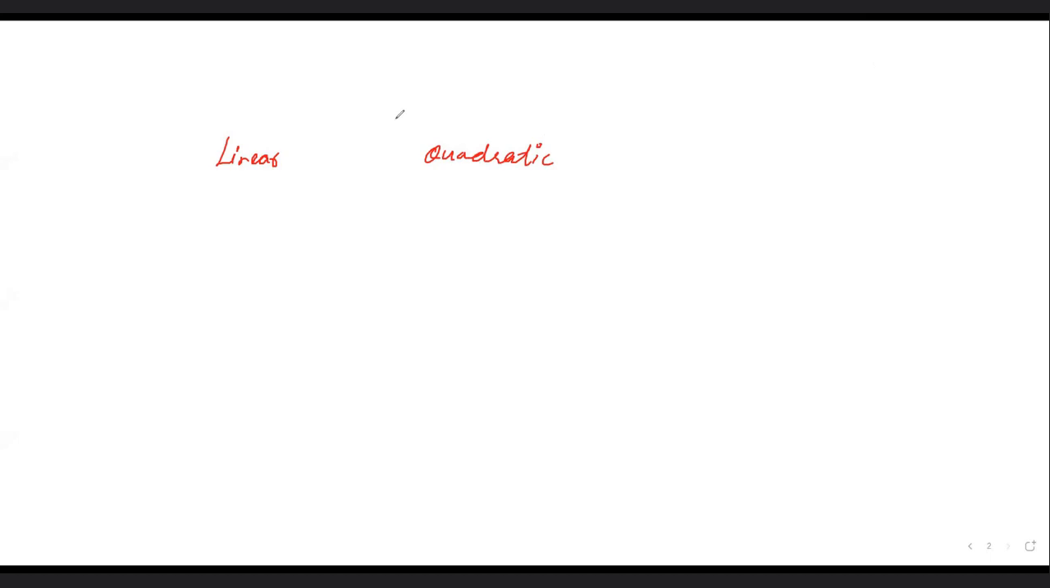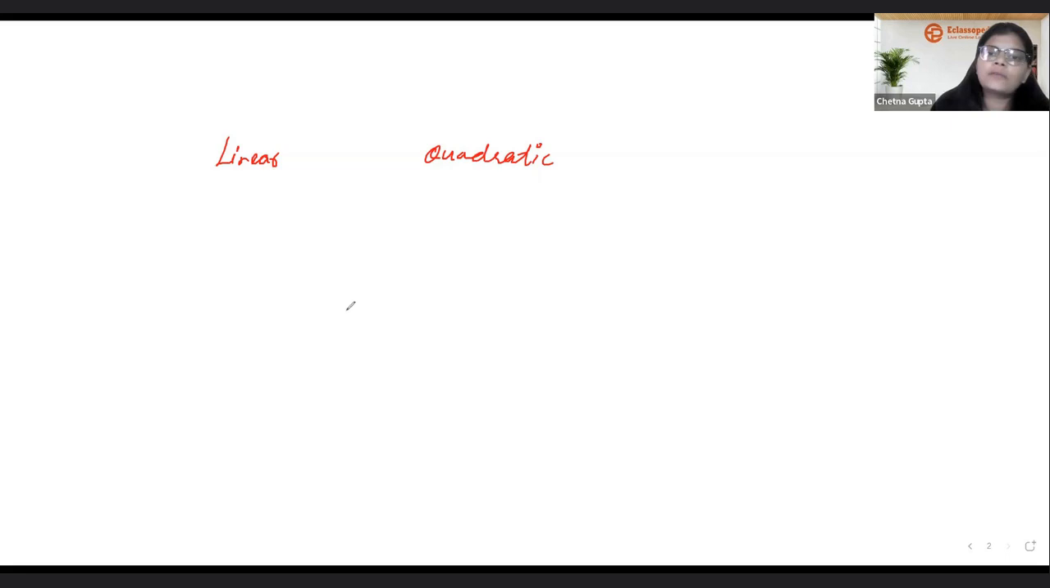I think linear is a square plus b squared. Is good. Plus c squared. No. See, what is the main basic difference here?